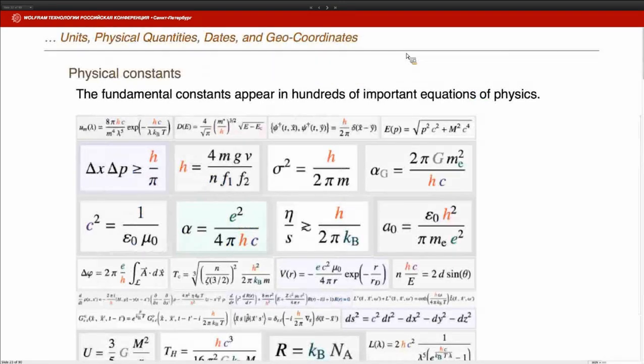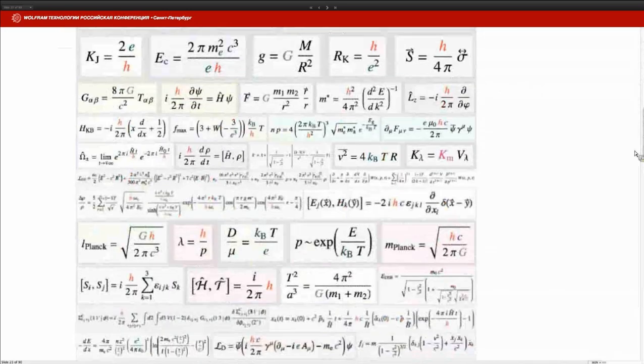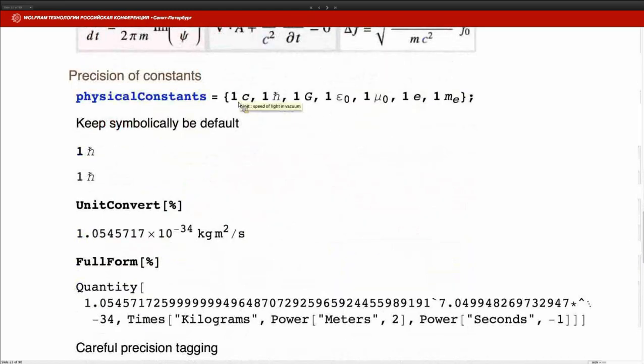Then physical constants. Physical constants appear everywhere in physics. The most famous ones are the Planck constant, the speed of light, the Boltzmann constant, the electron charge. Here's a small selection of famous physics equations. So here's a selection of the most famous physical constants.